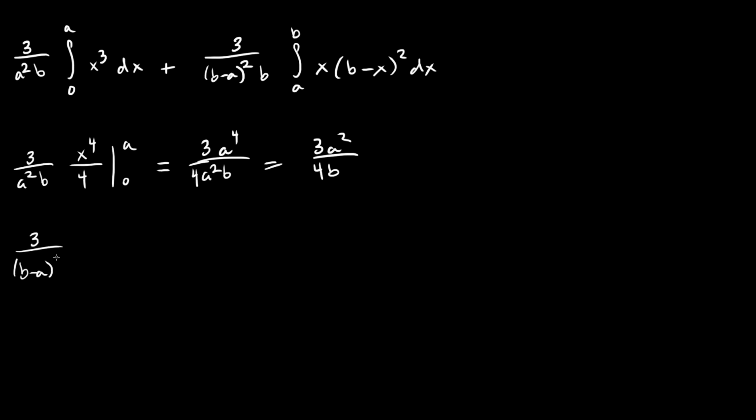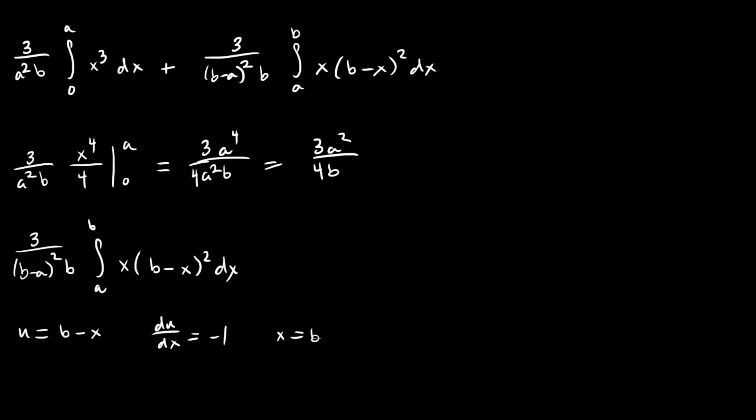So 3 over (b minus a) squared b, from a to b of x (b minus x) squared dx. And in order to simplify this, we could use u substitution. So u is equal to b minus x, du/dx is equal to -1, and then x is equal to b minus u. The initial value of u is b minus a, and the final value of u is 0. So we could substitute all these things in.